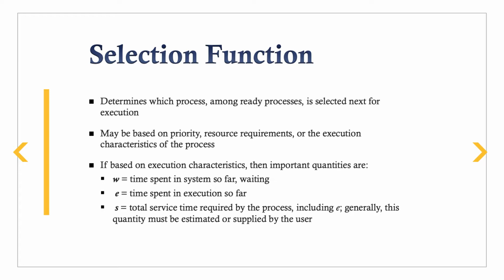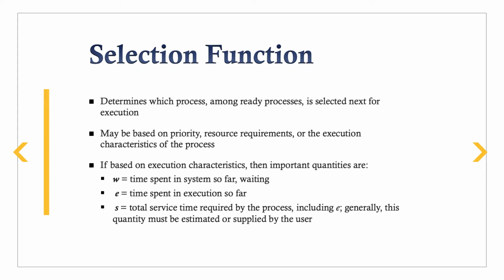and if we're talking about execution characteristics, then there's some important stuff we've got to keep in mind. We have W, which is the time spent waiting so far. E, which is the time spent so far in execution, right? So if this process is in the ready state, but it's been on the processor a few times, how much time has it actually spent executing so far? And S, which is the total service time required by the process, and we're going to include E in this, right?